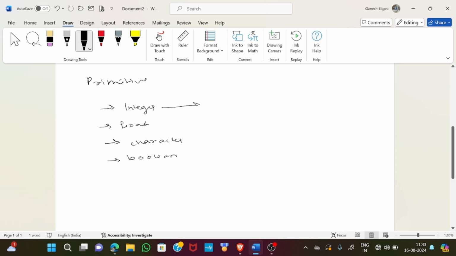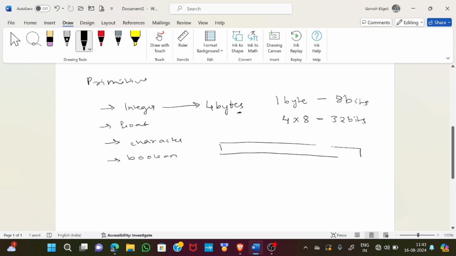So let's start with integer here. An integer is generally of 4 bytes. 1 byte is equal to 8 bits. So if we want to know how many bits are there in 4 bytes, we can just multiply 4 into 8, which will be 32 bits. It means that there are 32 boxes. When you think of a number which is an integer, it's represented in a block which has 32 bits.